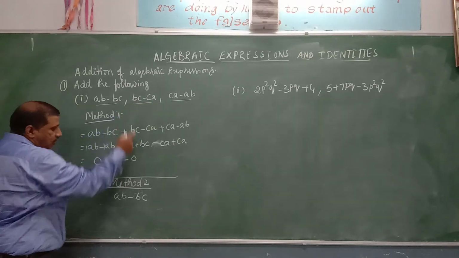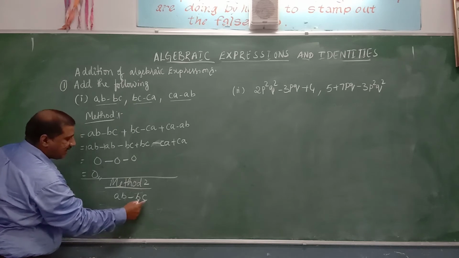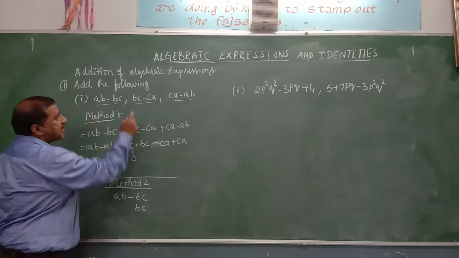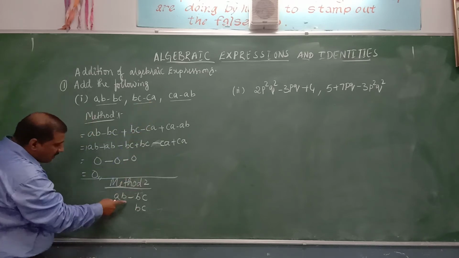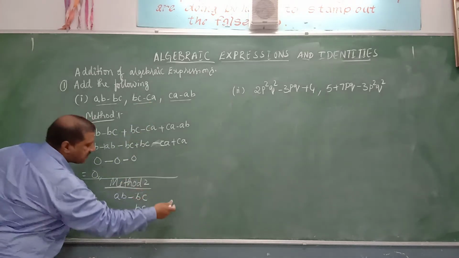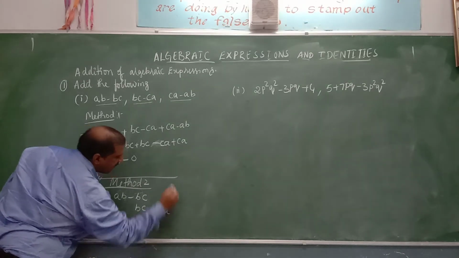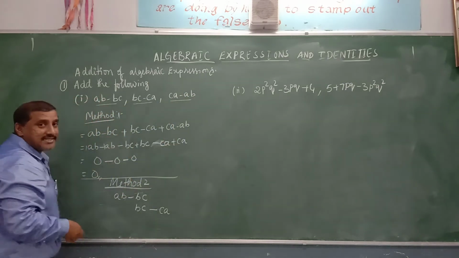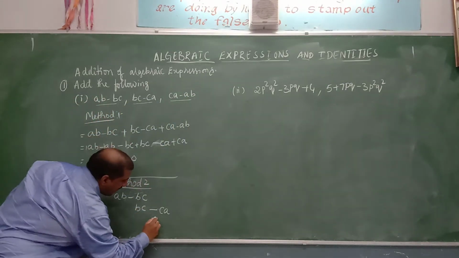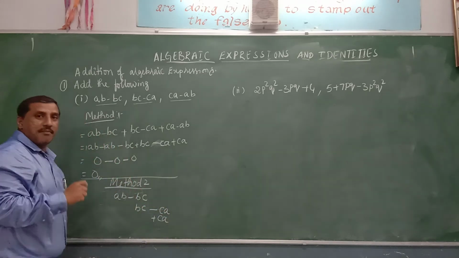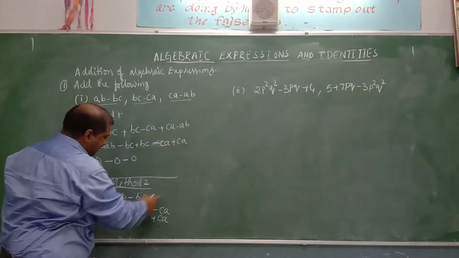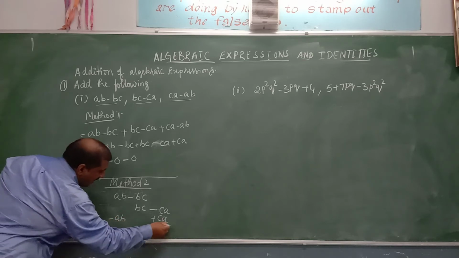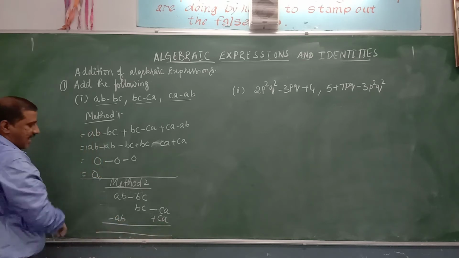Do you find any like term for BC in the first expression? Yes, it is there. Therefore, write BC under BC. Then minus CA is there. Is any like term there in the first expression? It is not there, so write minus CA aside. Then the third expression we have is CA minus AB. CA means plus CA. Write plus CA under minus CA. And minus AB is there. Write minus AB under AB. Like this we will write and then we will add.